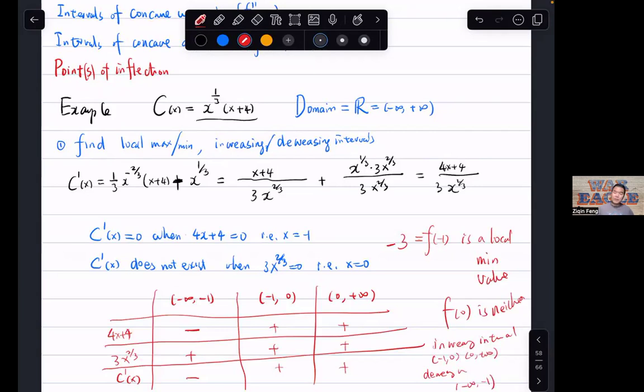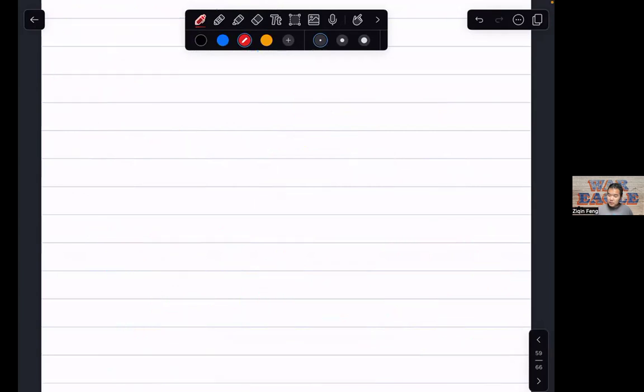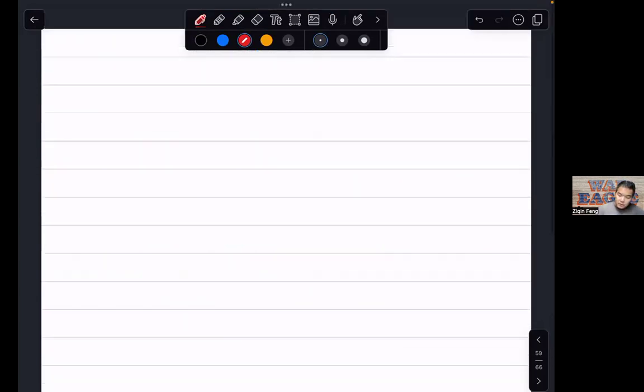So that's good. Now I try to figure out the intervals of concavity, right? So let's try to do that. So we want to figure out the second derivative, right? So we know that, okay, second part. Let's try to see that.